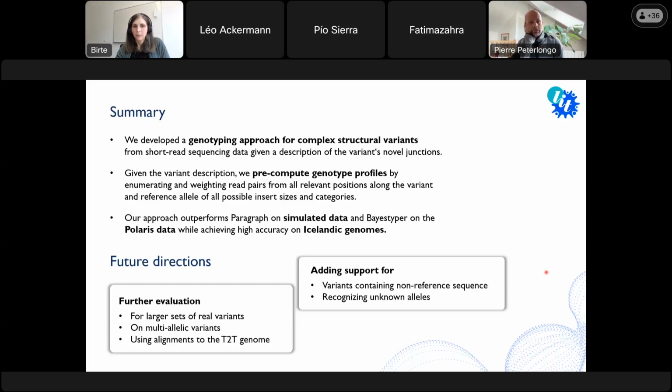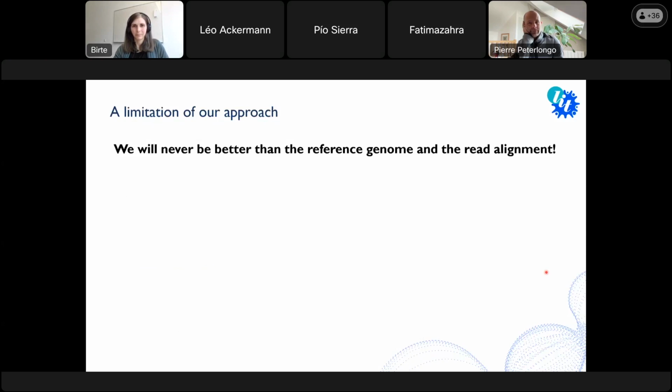Currently, we do not support variants containing non-reference sequence and also do not recognize unknown alleles. This is something we plan to add. And then support for long-read data and graph alignments as input has also been in discussion here. And we hope at some point we will have the time to implement this.